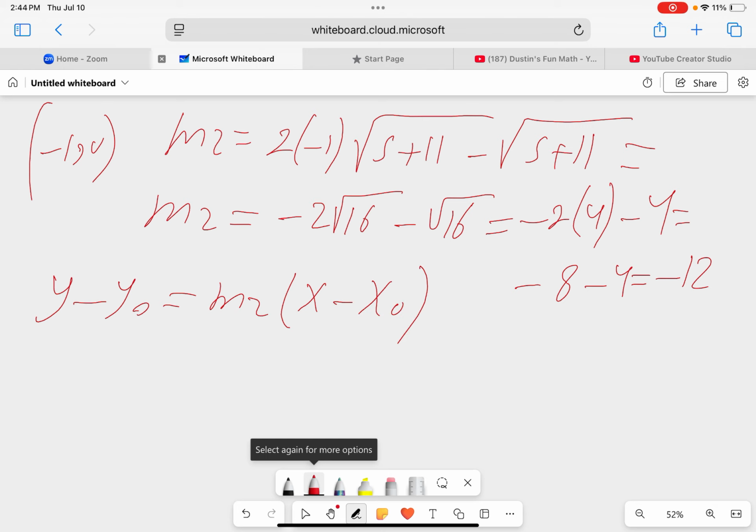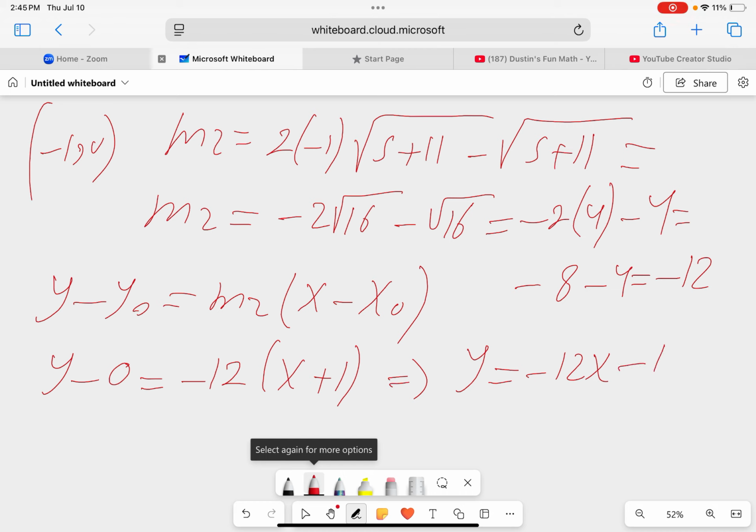So now I'm going to rewrite the general formula for finding the tangent line. So instead of m, I put m2. So it's going to be y minus y0, which is 0, equals m2, which is -12, times x minus -1, which is x plus 1. We're going to rewrite this. It's going to be y equal negative 12x, right? Negative 12 times x is negative 12x, and then negative 12 times 1 is going to be negative 12. So this is our second tangent line. So we found our tangent lines.